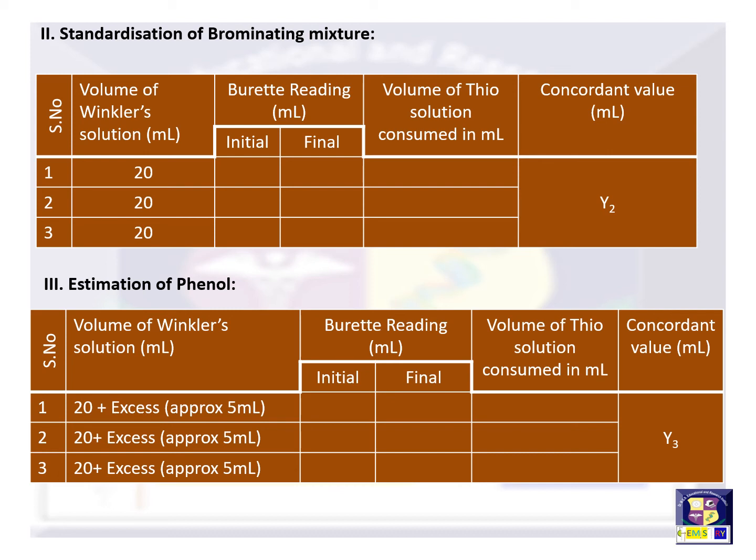The second one is the estimation of phenol. In this estimation tabular column we can see the volume of the Winkler solution, that is the excess amount which has been added, has already been noted down. If it is approximately 5 ml, the excess 5 ml added to the solution is also noted down, and that will give 25 ml on the whole. And this Winkler solution with phenol will be titrated against sodium thiosulfate solution. The values found at the end point are also noted down here.